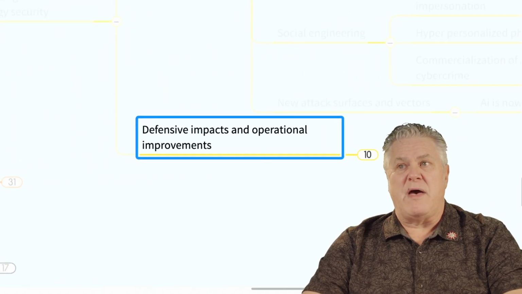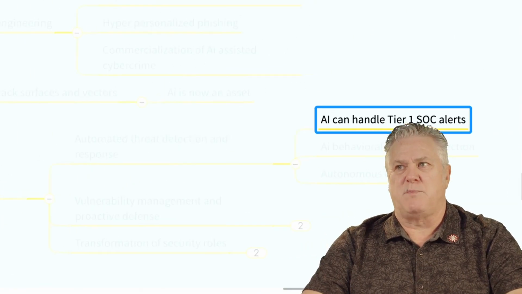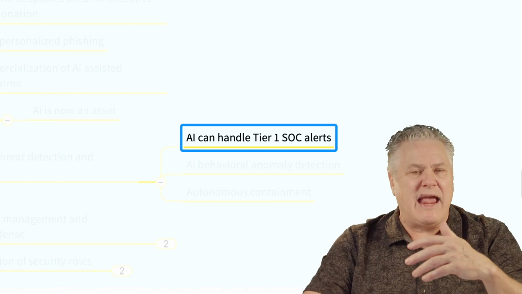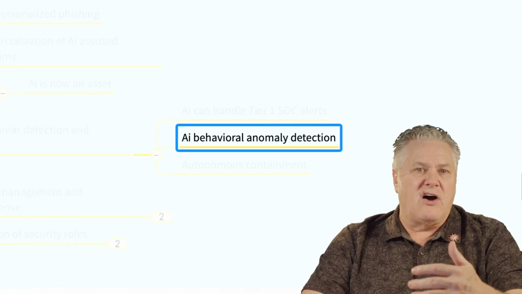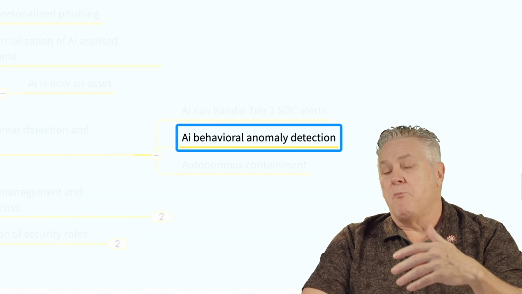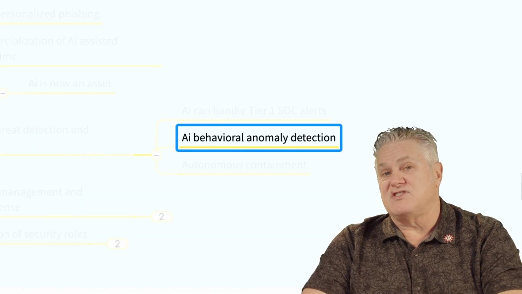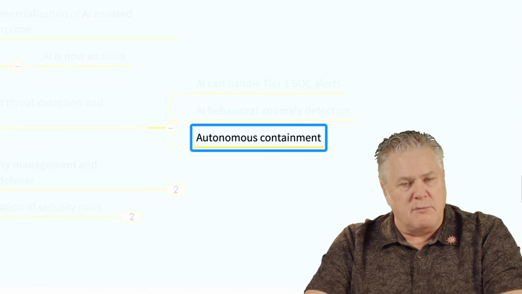The defensive impacts and operational improvements include things like automated threat detection and response. So AI can handle a lot of tier 1 SOC alerts. AI can understand behavioral anomaly detection more readily than most of the previous systems that were out there. And it'll allow us to do autonomous containment.